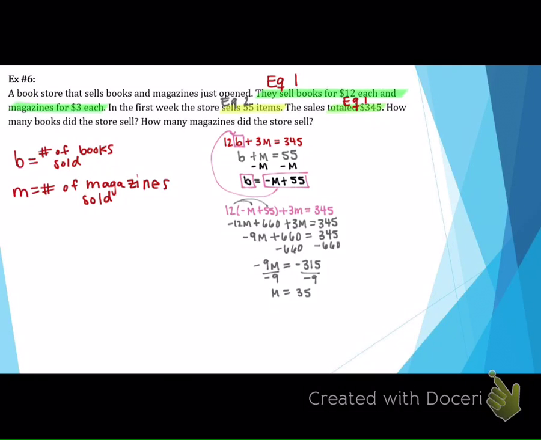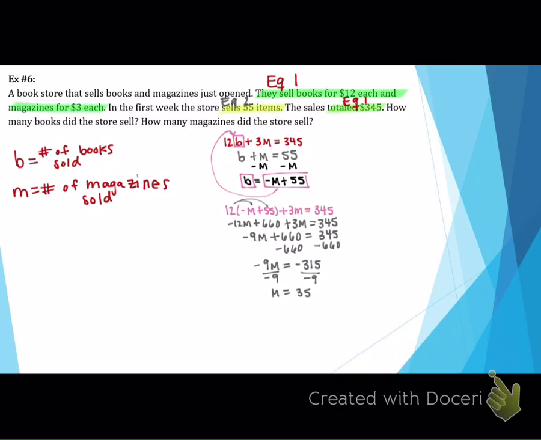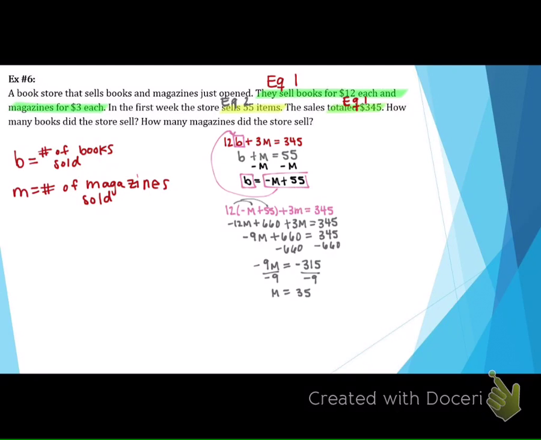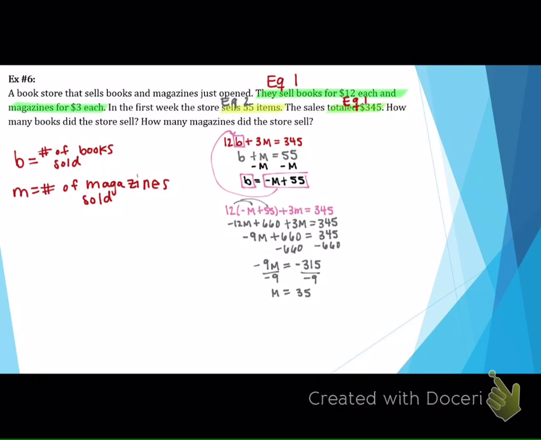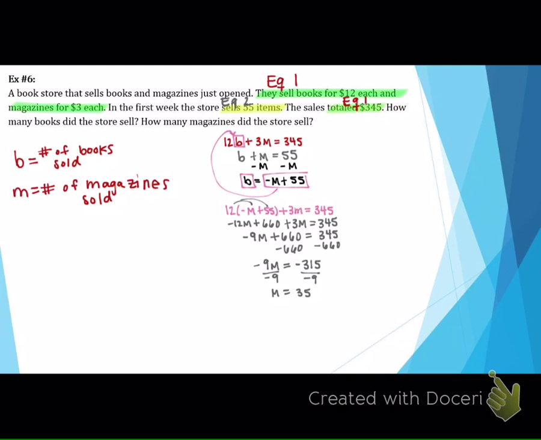And how can we find out the number of books, Kelly? How could we find out the number of books? Plug in for B? We don't want to plug in B because we don't know B. We want to find B. We know M, so we need to plug in for M. And which equation do you want to plug it in for? The top one or the bottom one, that red one or that gray one? The gray one seems a little bit easier, doesn't it?